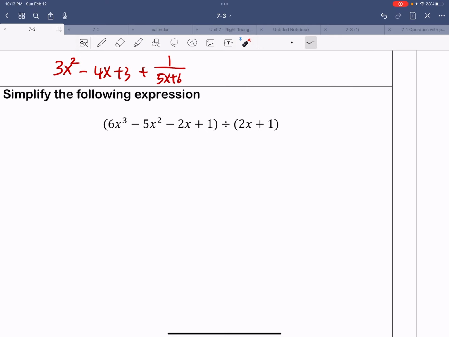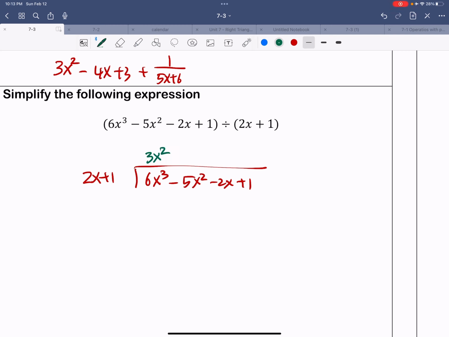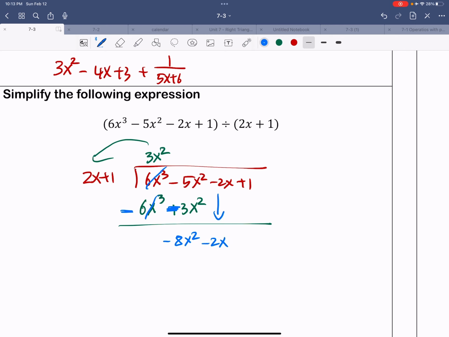I'm sorry. So if I go over this one, 2x plus 1, 6x to the third power minus 5x squared minus 2x plus 1, right? Same thing. What should I do? You multiply by 3x squared first, because 6x to the third power. So this, if you flip the sign, you're gonna get negative 8x squared, and you bring down minus 2x, right?